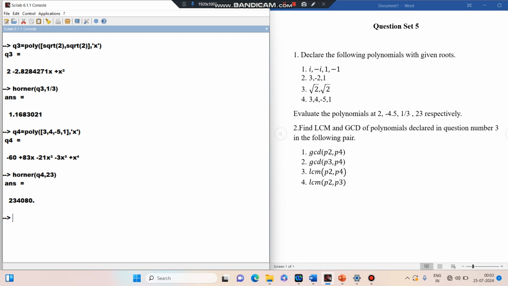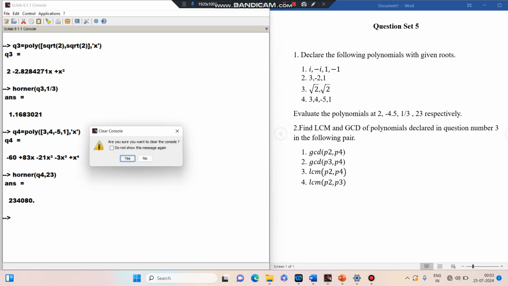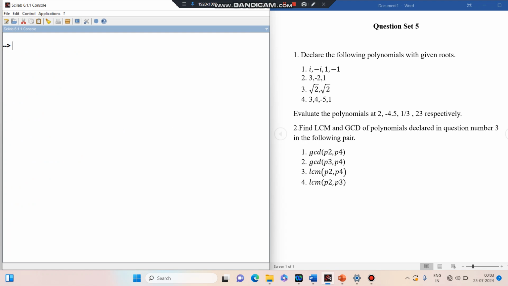Now in the second question, we want to find LCM and GCD. LCM is the least common multiple and GCD is the greatest common divisor of polynomials. We know how to find the LCM and GCD of numbers. Here we have the polynomials, and these P2, P3 and P4 polynomials we have previously defined in the previous session in the question set 4. So you can refer to the question set 4. We are not going to define it again, or we can use the arrow key.